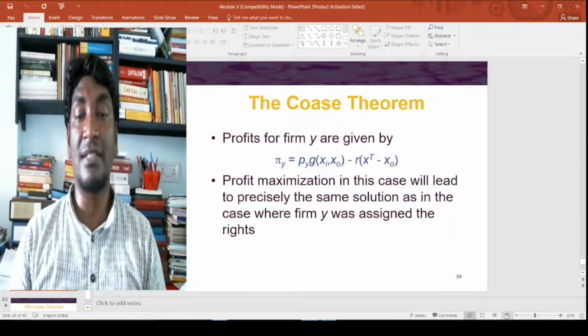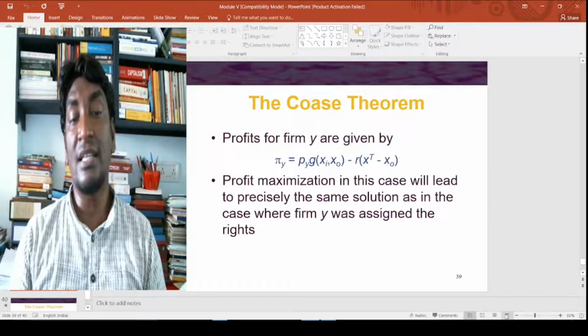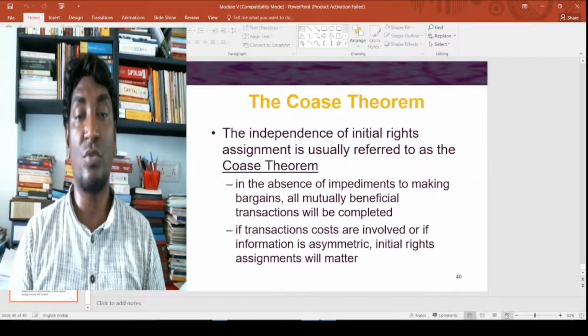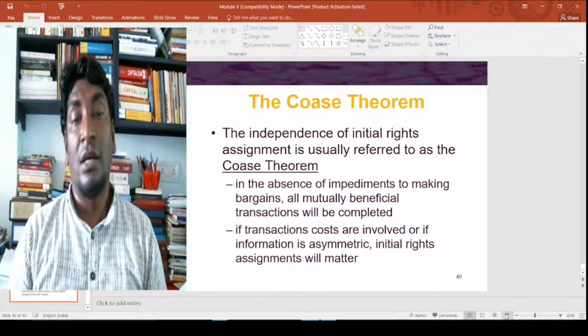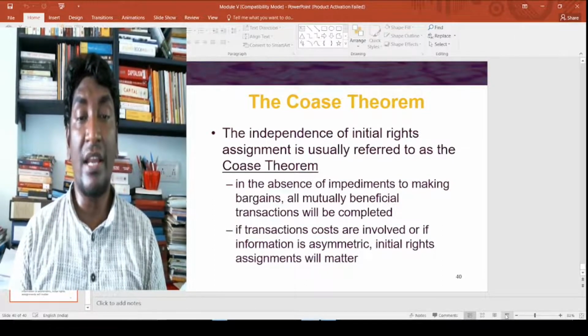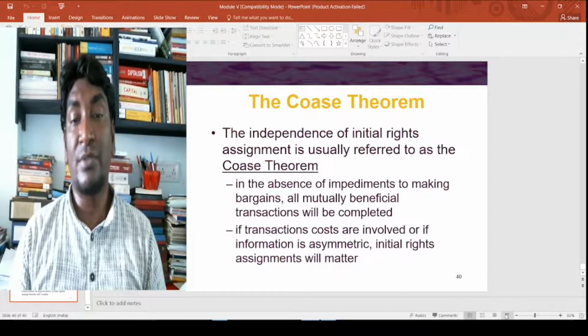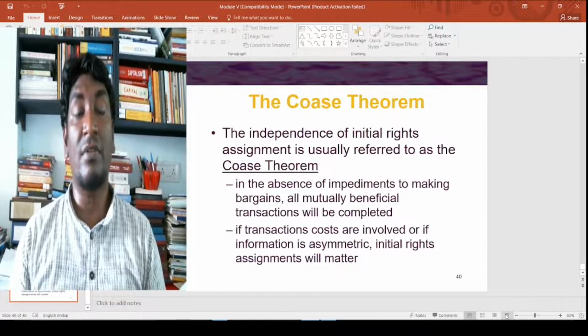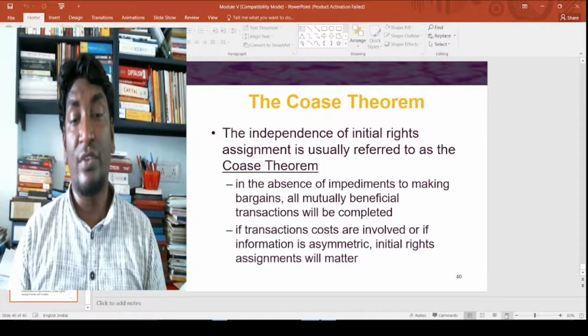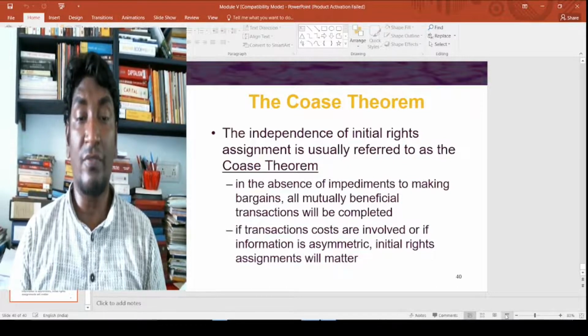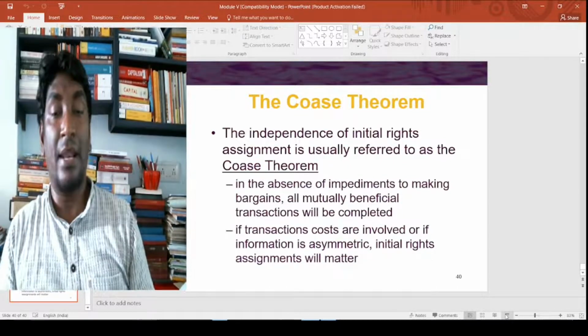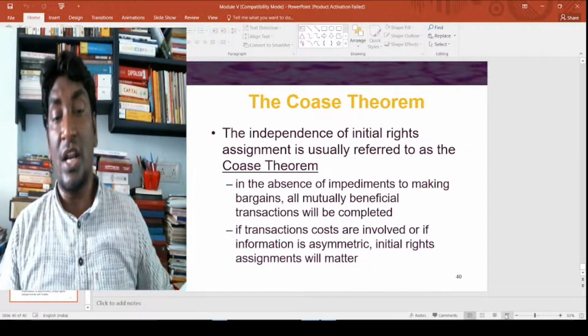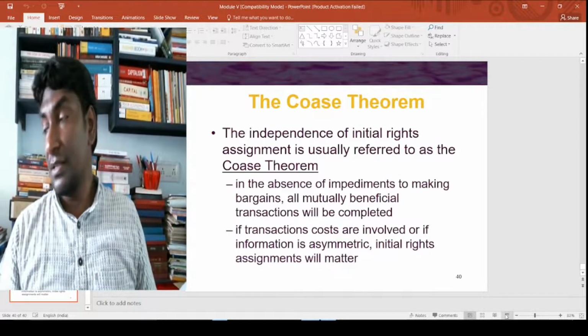The profit maximization in this case will lead to precisely the same solution as the case where firm Y was assigned the right. The independence of initial right assignment is usually referred to as the Coase Theorem. In the absence of impediments to bargaining, all mutually beneficial transactions will be completed. If transaction costs are involved, or if information asymmetry is in play, the initial right assignment will matter.